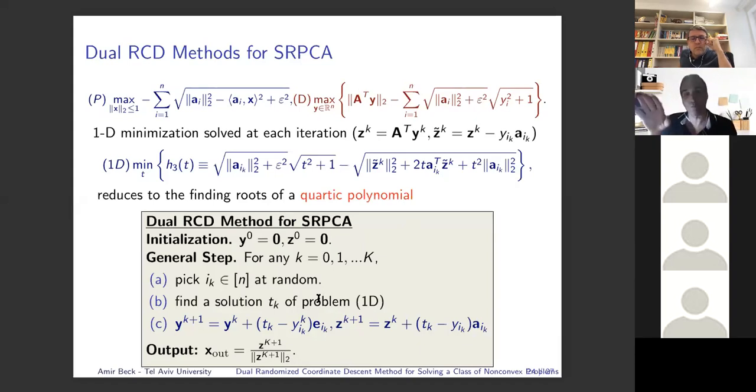So this is part of the point that I talked about before. The only difference between the different dual RCD methods is the way we choose the step size. And this is what makes all the difference.